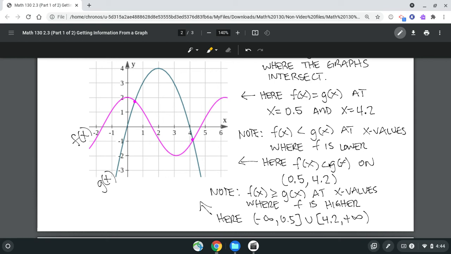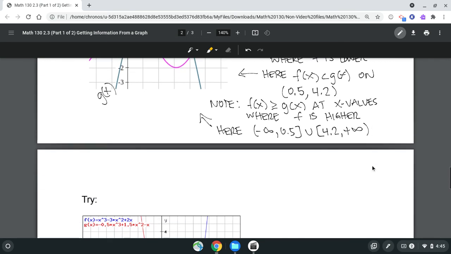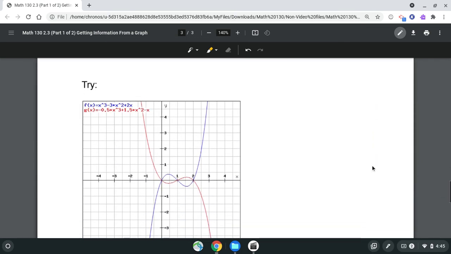Whereas here, this is strict inequality. So I cannot say this is true at 0.5 and 4.2 because this is not true. At 0.5, they are equal, not less than. Okay? All right. Go ahead and try this.